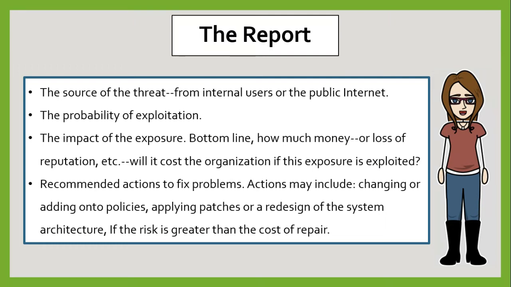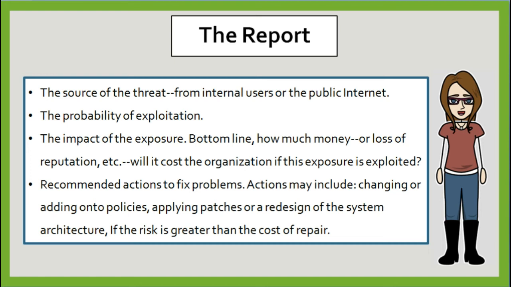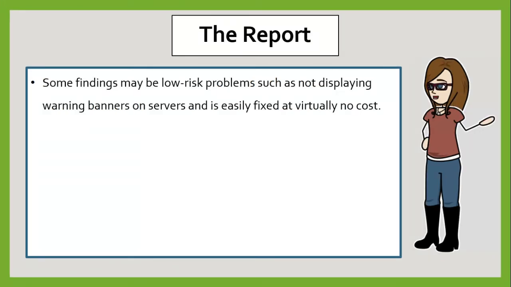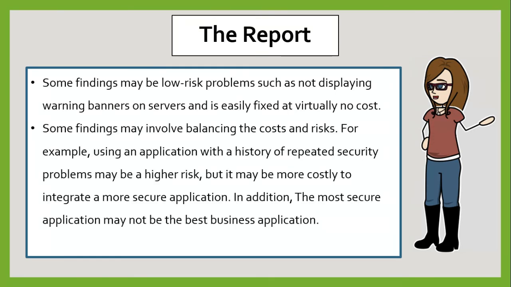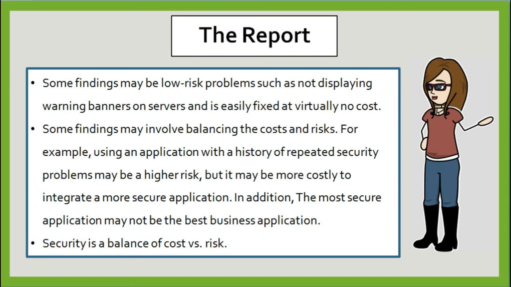Actions may include changing or adding onto policies, applying patches, or a redesign of the system architecture. If the risk is greater than the cost of repair, fix it. Some findings may be low-risk problems, such as not displaying warning banners on servers, and are easily fixed at virtually no cost. Some findings may involve balancing the costs and risks. For example, using an application with a history of repeated security problems may be a higher risk, but it may be more costly to integrate a more secure application. In addition, the most secure application may not be the best business application. Security is a balance of cost versus risk.